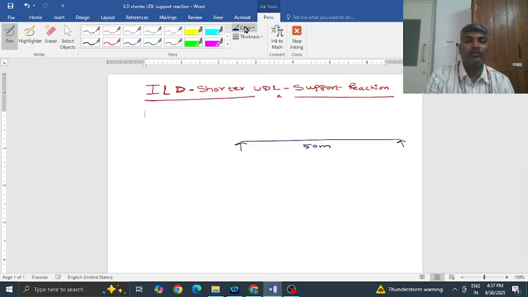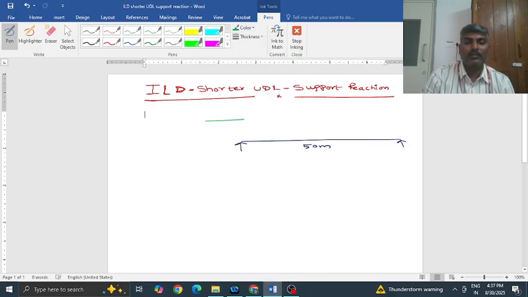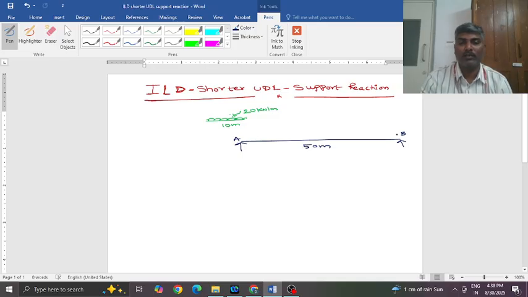Now there is a load which is a shorter UDL. So the span of the UDL is just 10 meters. Let us take the UDL value as 20 kilonewton per meter. So my interest here is to find the support reaction, the maximum support reaction, either at A or at B. That is my interest.